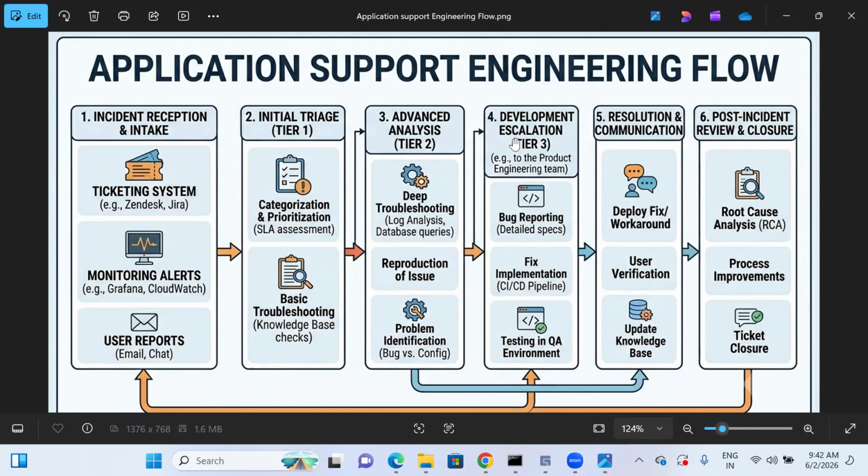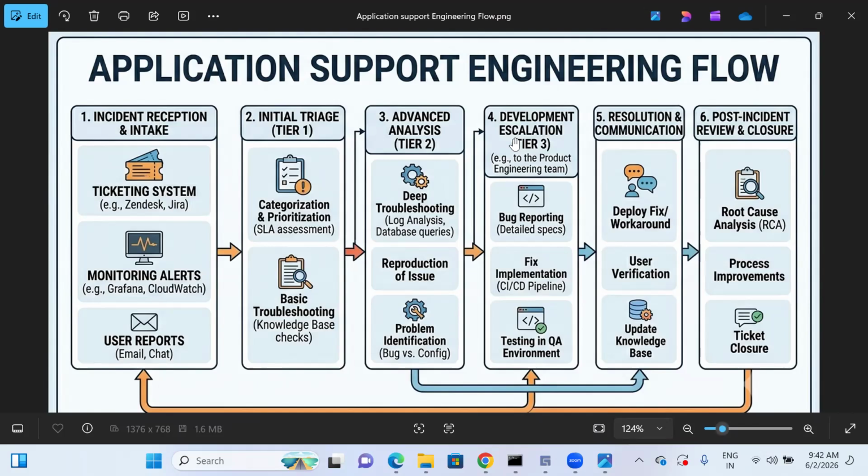The first one is incident reception and intake. This process majorly begins with capturing the issues through three primary channels. One is the ticketing system, where we are using either Jira or Zendesk. At the same time, we can also automate monitor alerts using Grafana or CloudWatch. Followed by this, any direct reports that we want from the users through email or chat will be done in the first level.